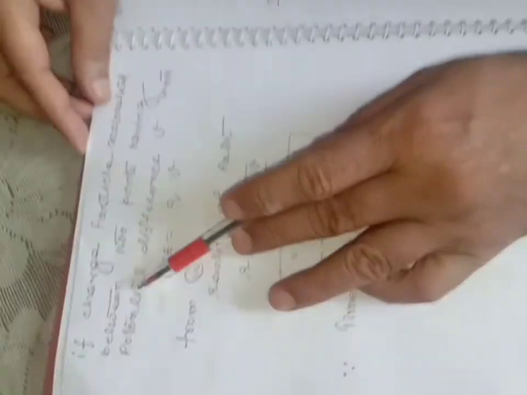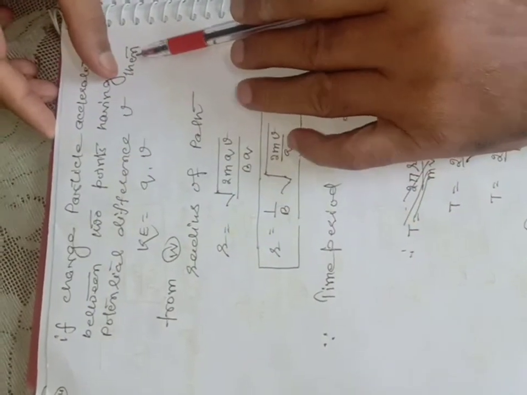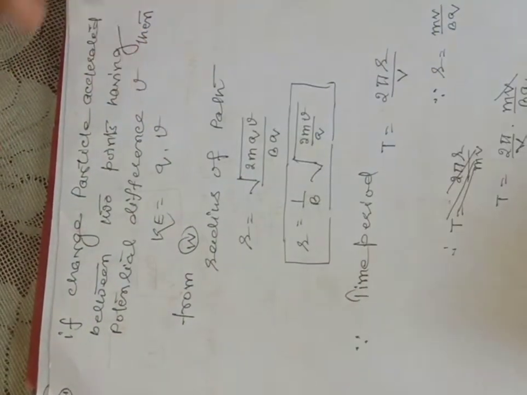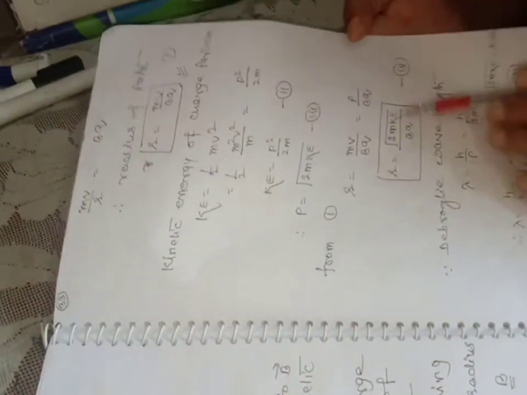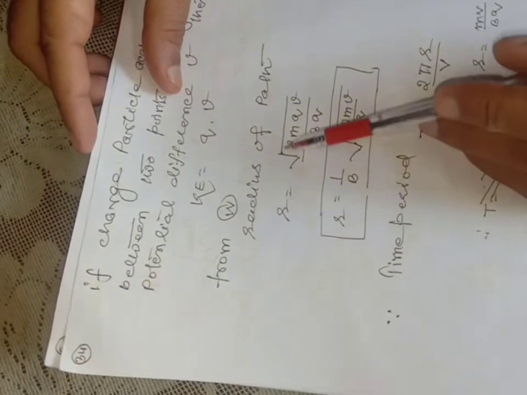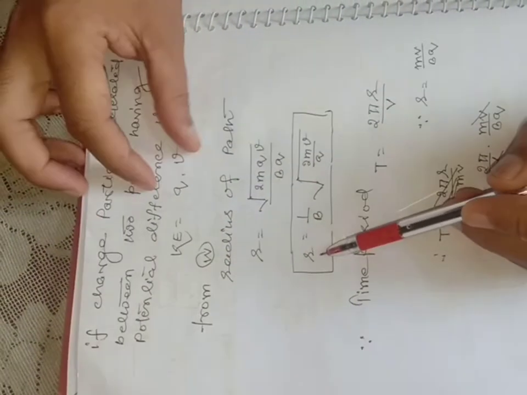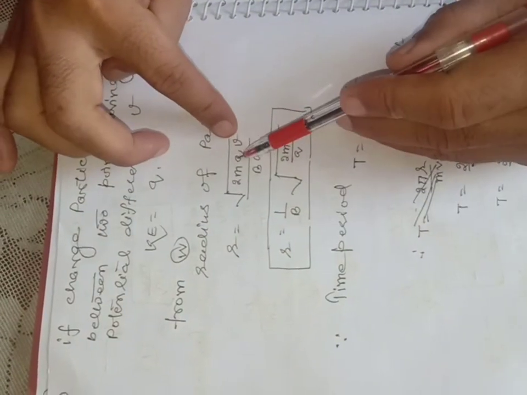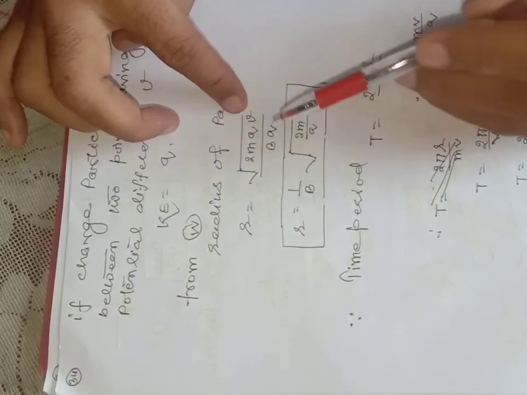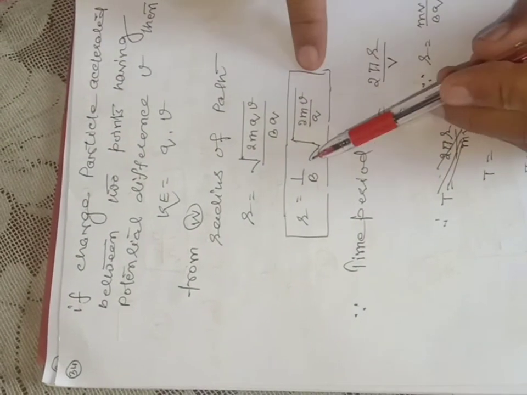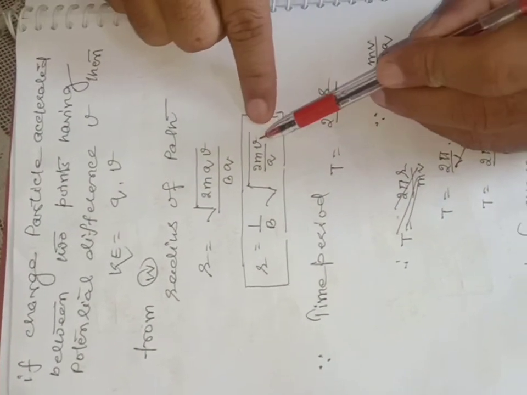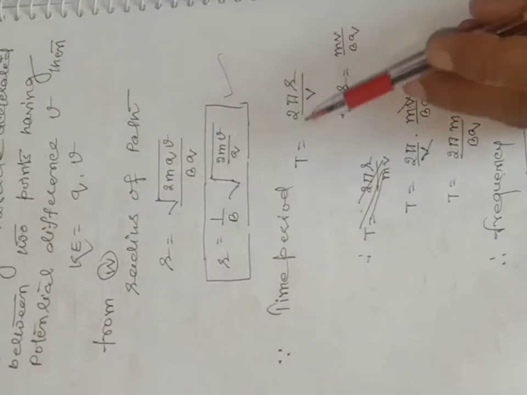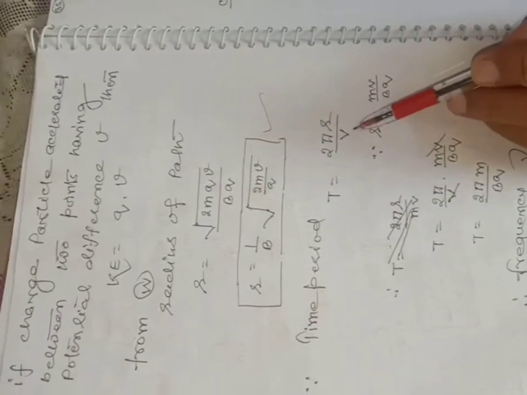Similarly, if a charged particle is accelerated between 2 points having potential difference v, then as there is a relation between kinetic energy and potential difference, kinetic energy is equal to q into v. So from this equation, radius becomes under root 2m cube v upon bq, or r is equal to 1 upon b under root 2mv, and this power of q is half and its power is 1, so it gets cancelled and becomes half. So you will get under root 2mv by q, and this v is potential difference. Correct now?